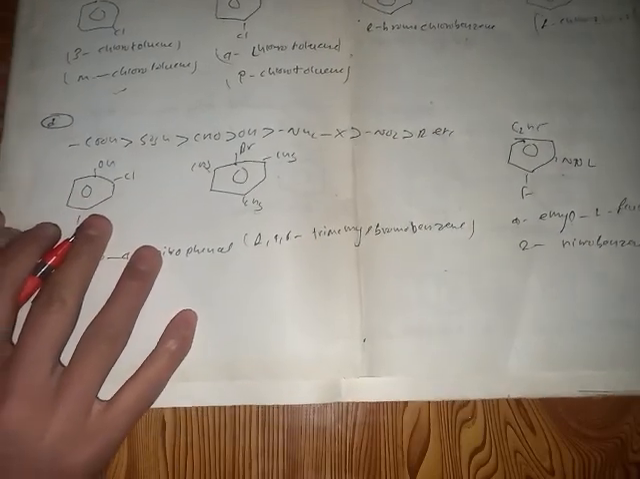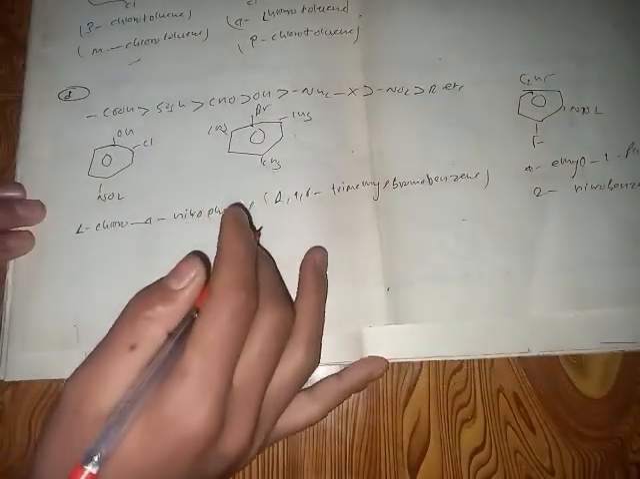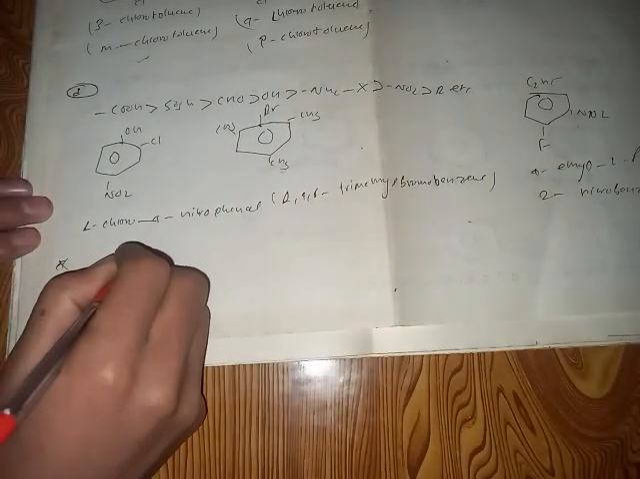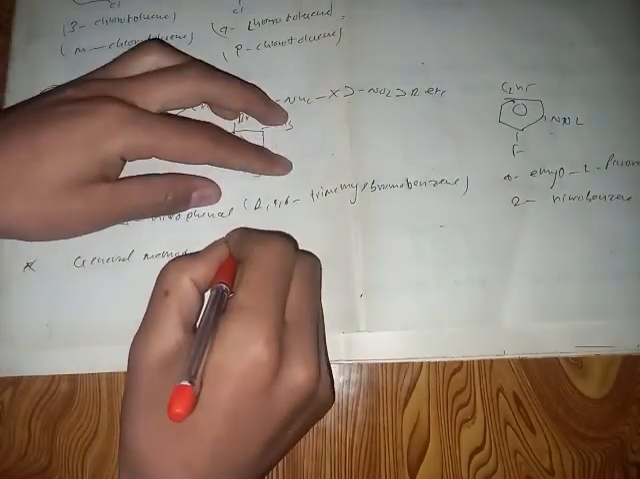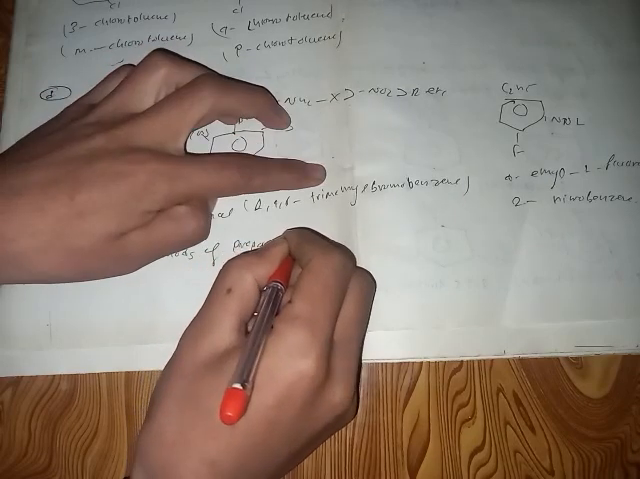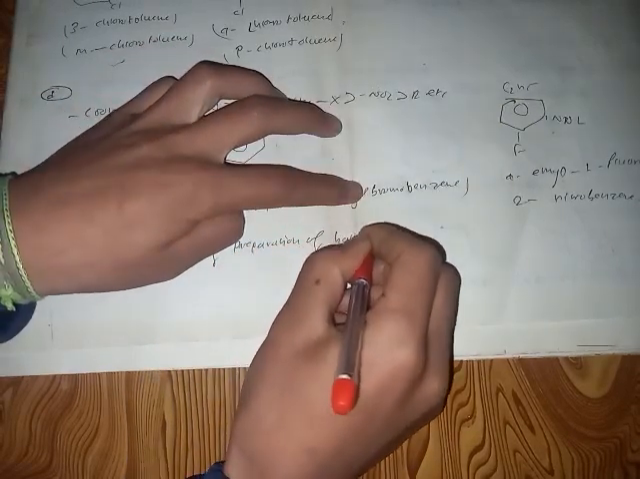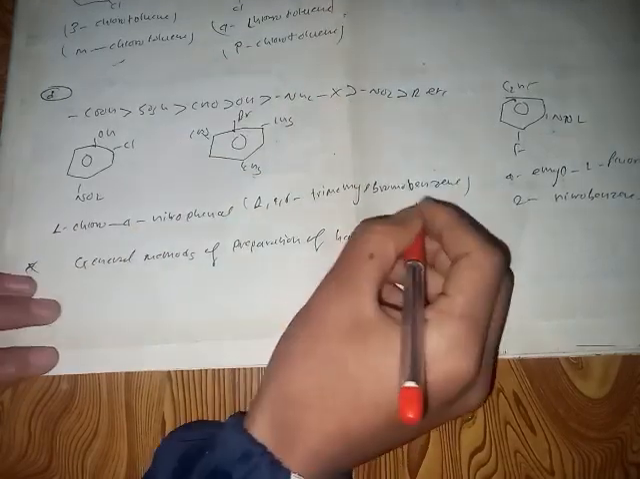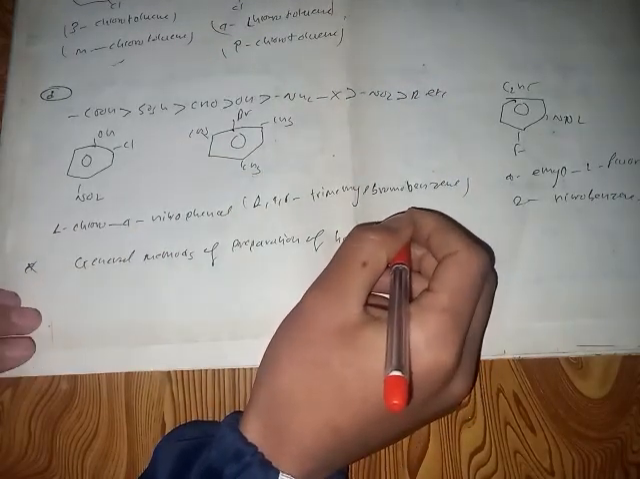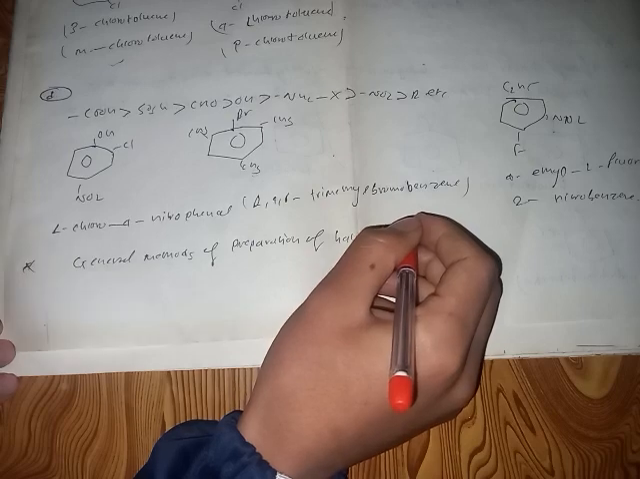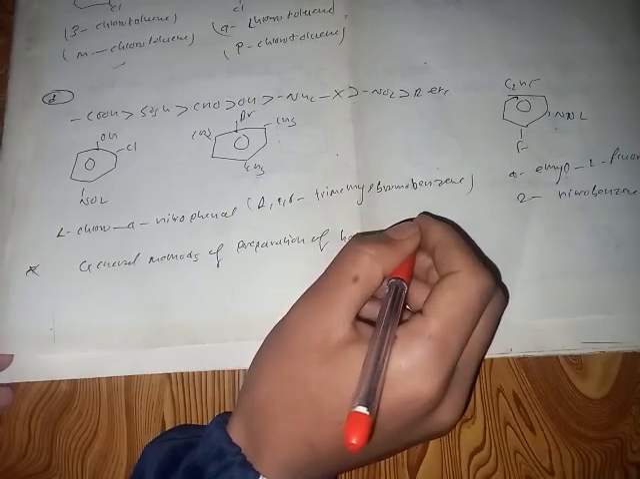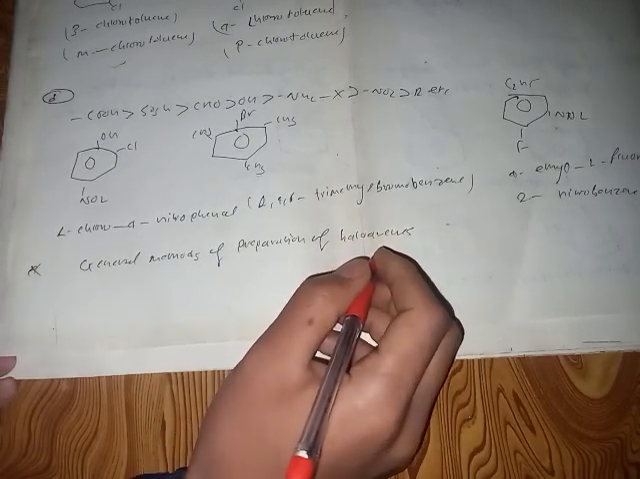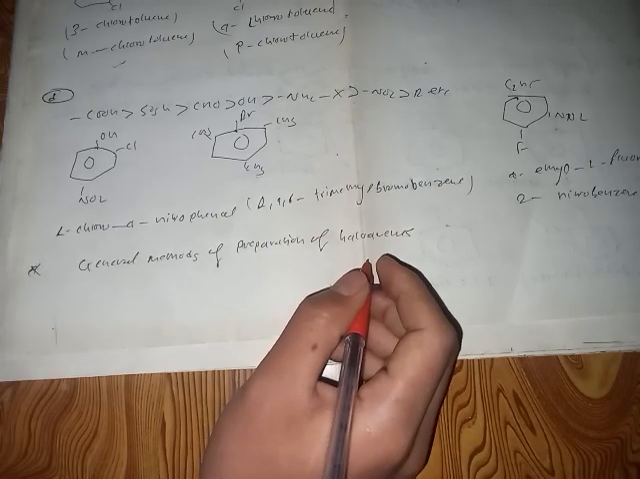I'm going to write down in my copy: general method of the preparation of the haloarenes. It is most important. I think it is most important for class 12 or for NEB exams. So at first of all, point number A, from the halogenation, and another name of the halogenation is electrophilic substitution reactions.